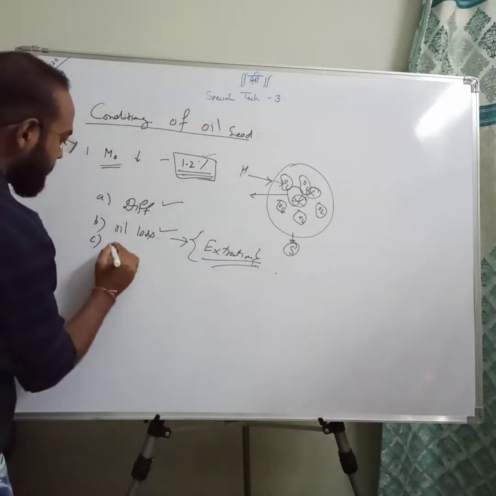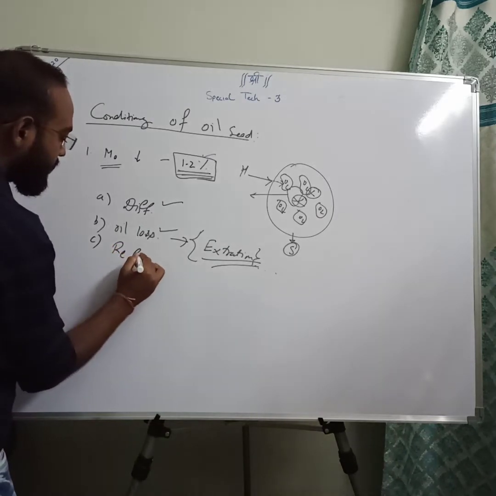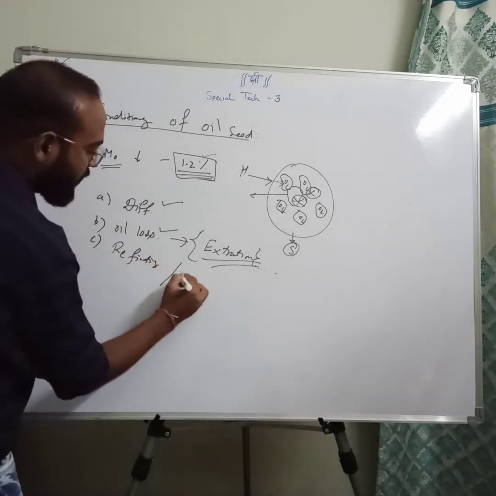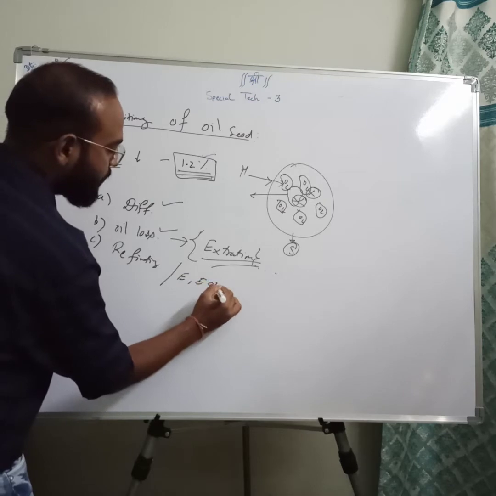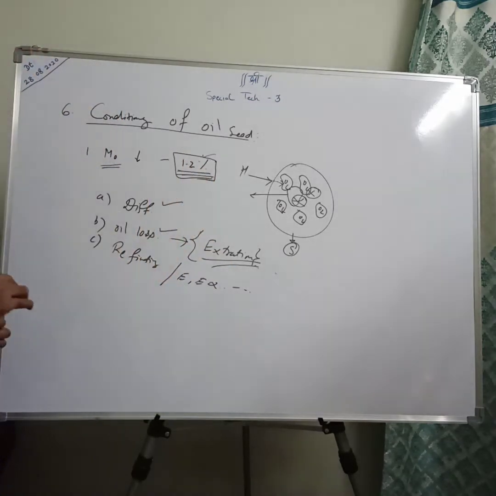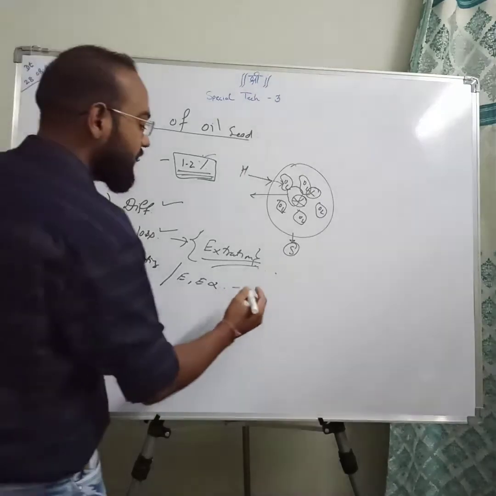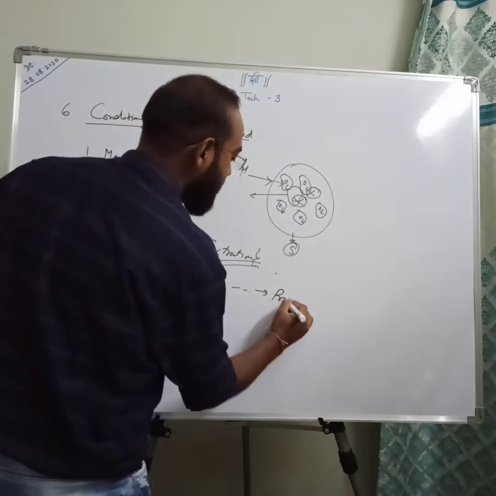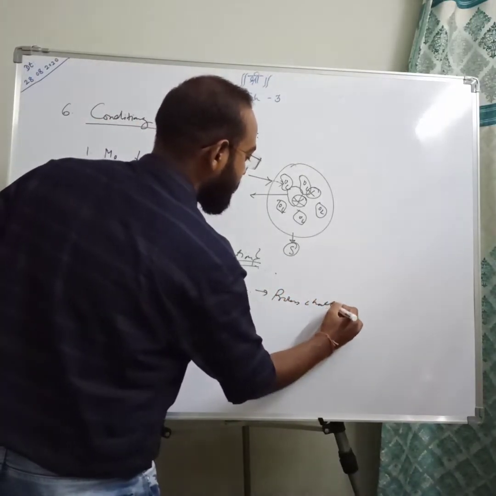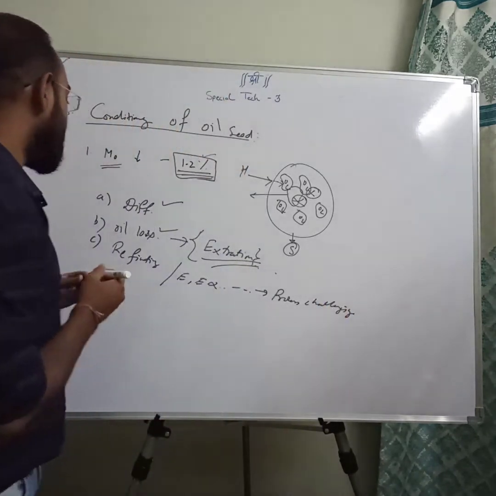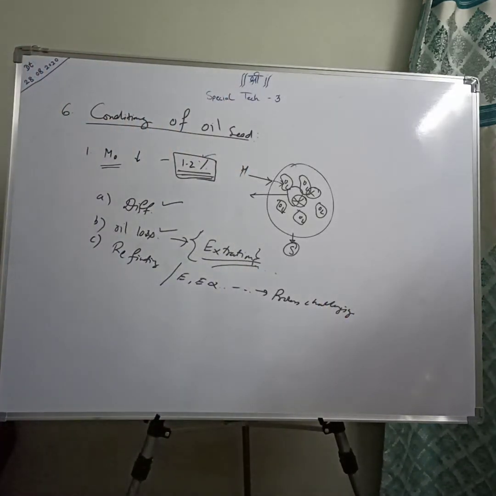And the third drawback is in refining operations or expression operations: when the moisture content is very low, it is really difficult to handle, and the process is more challenging. These are the basic 3 drawbacks when the moisture content in the seed is very low.